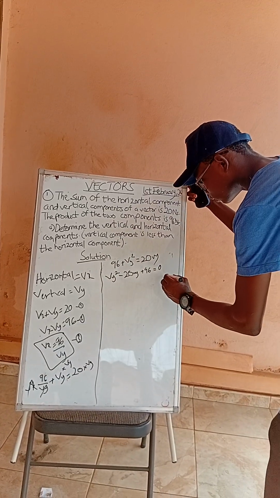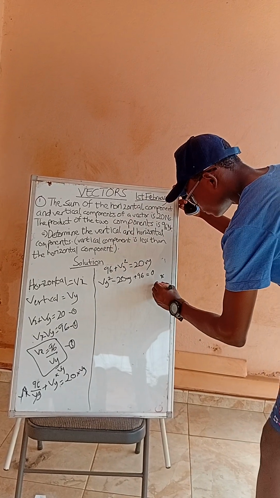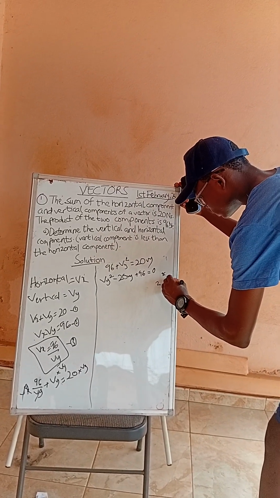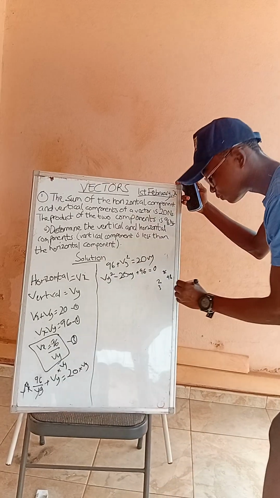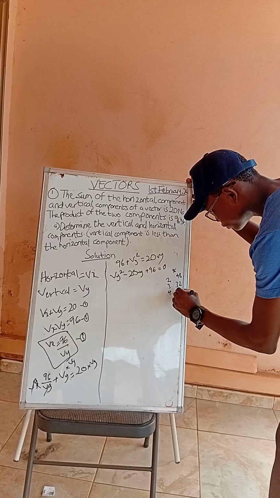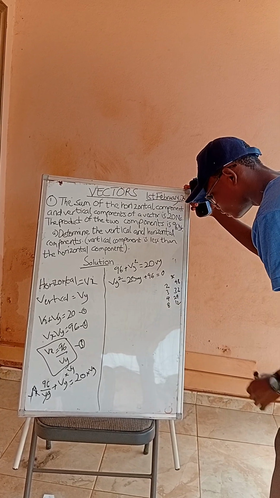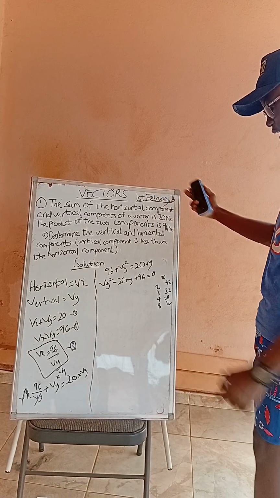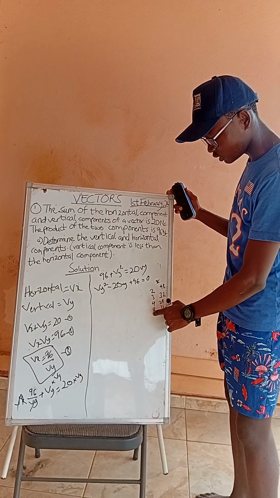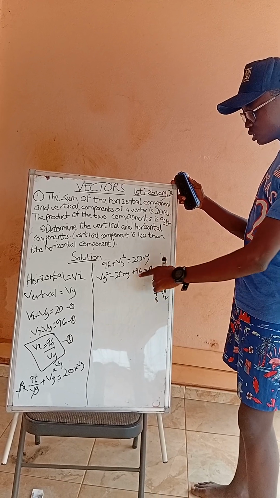So the factors of 96 we have 2 and 48, 3 and 32, 4 and 24. Then we also have 8 and 12 and so on. But right now you can realize that this plus this is 20. So we now substitute this into the equation.